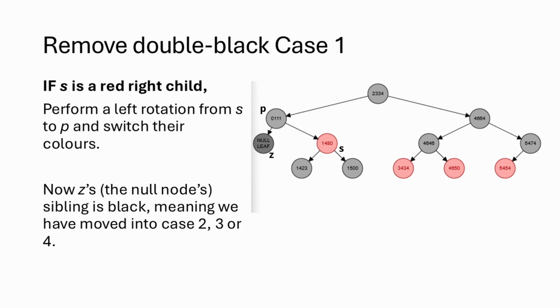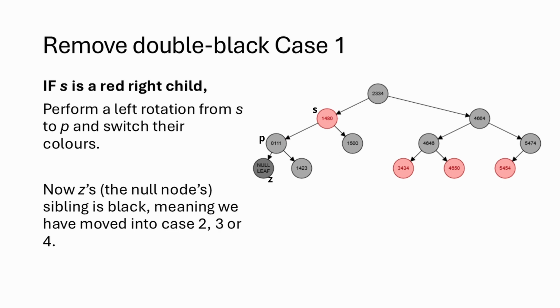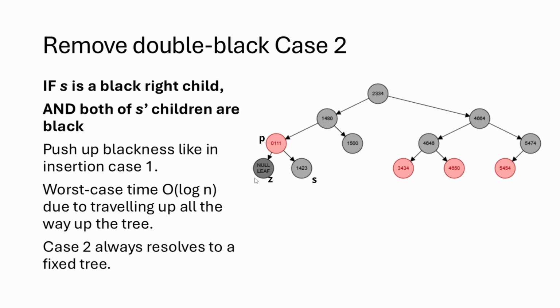Okay, so here we have an example of case 1. Here we have Z, and its sibling S is a red right child. So what we do is we perform a left rotation from S to P, and then we swap their colors. And that's the end of case 1. So completing case 1 can bring us to either case 2, 3 or 4, but in this case it brings us to case 2. Note that Z is always the null leaf, so the new S is this node.